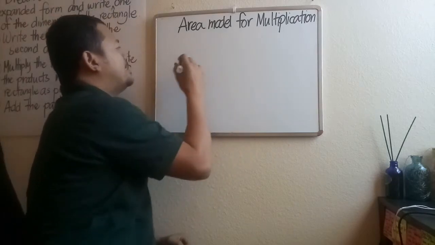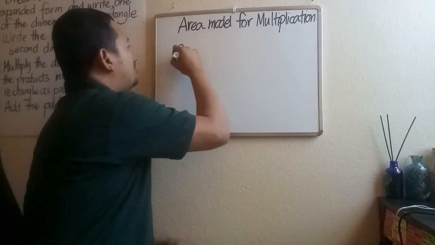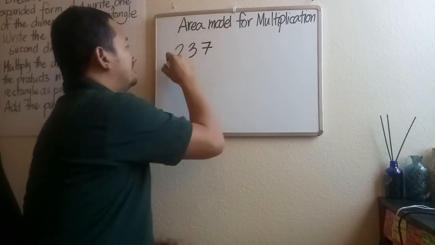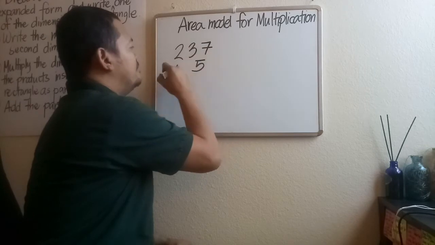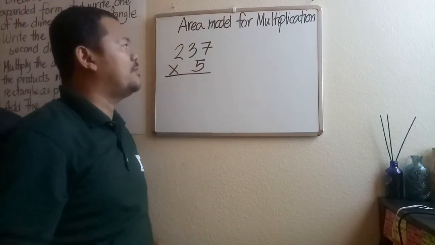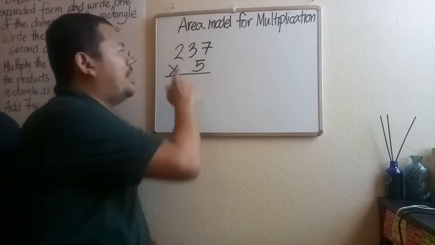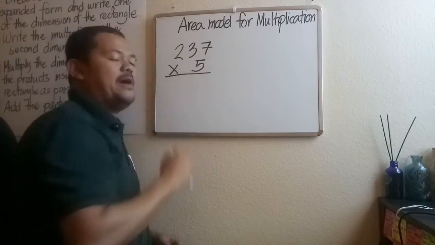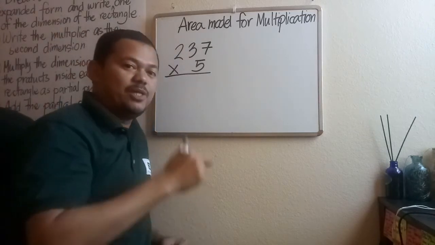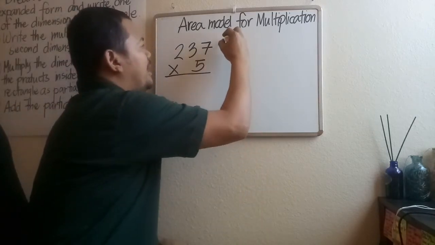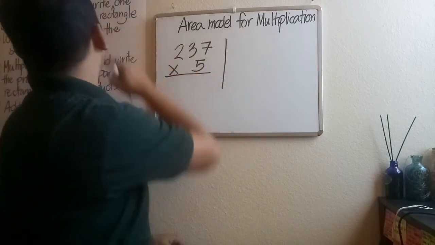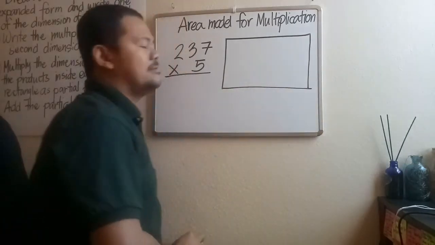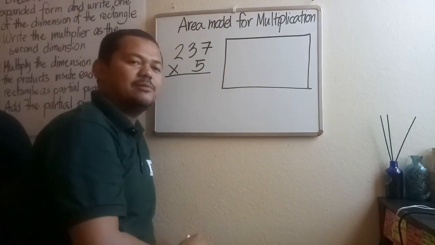Okay? Now, this time, let's try to answer 237 times 5. Okay, so first things first, write your number there in your paper, 237 times 5. Okay, you done? Good. Next, number 1 is we are going to draw a rectangular model. There you go. Draw now your rectangular model.